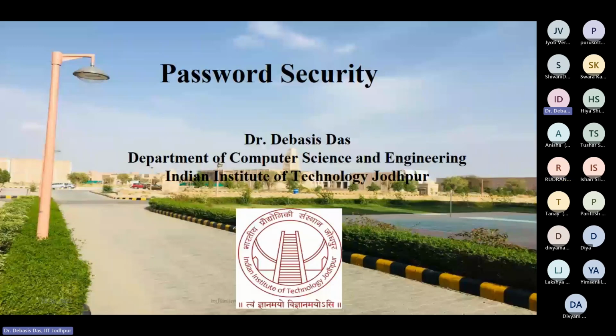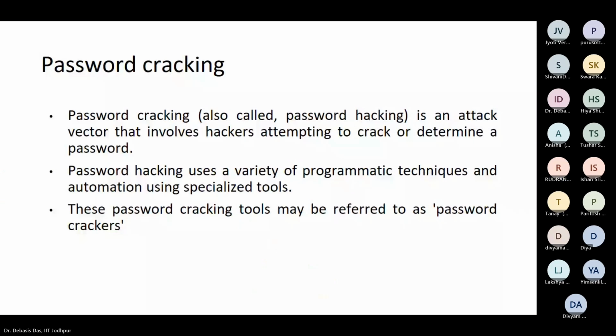So simple. Password security is securing our password. We can use a complex password, so that anyone, meaning another person or any hacker, is not able to predict, calculate, design or develop such a password. Password cracking, or password hacking, is an attack vector that involves the hacker attempting to crack or determine the password.